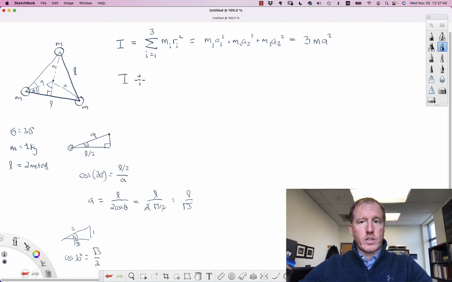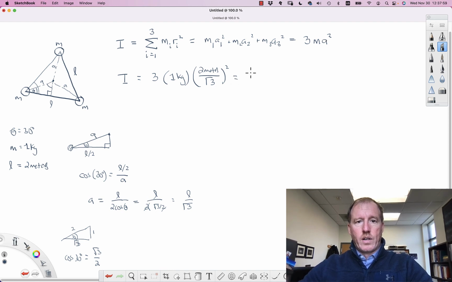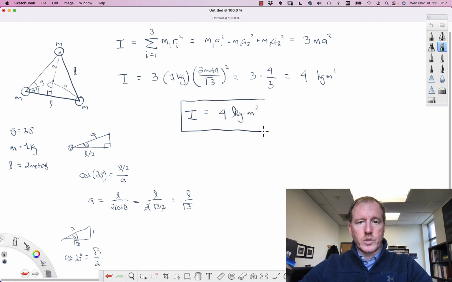Therefore, we know that the rotational inertia is equal to 3 times 1 kilogram times A squared. Well, L was 2 meters, and so A is 2 meters over root 3, and we'll square this because it's A squared. So we'll have 2 squared is 4, over root 3 squared is 3, times 3. So we end up getting 4 kilogram meters squared. And so the rotational inertia of our triangle should be 4 kilogram meters squared. And that is the solution to this problem.